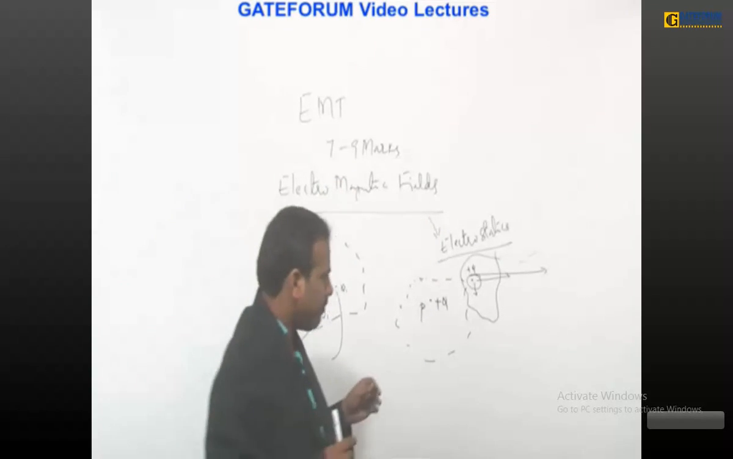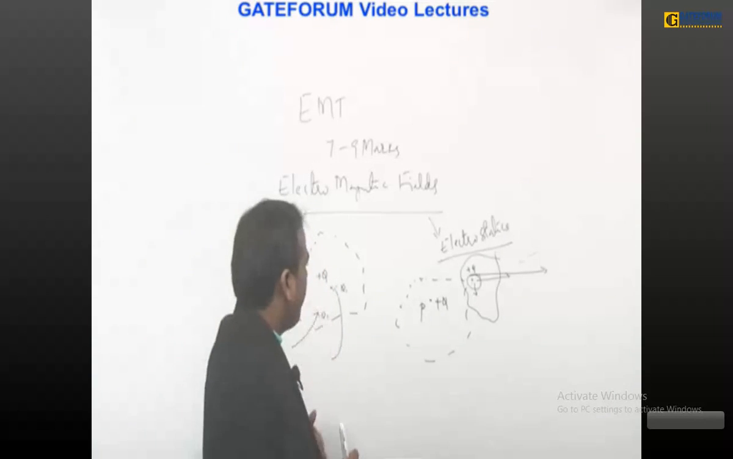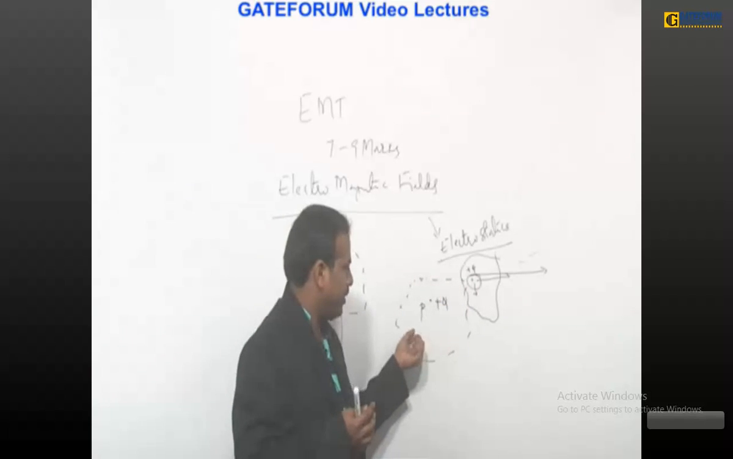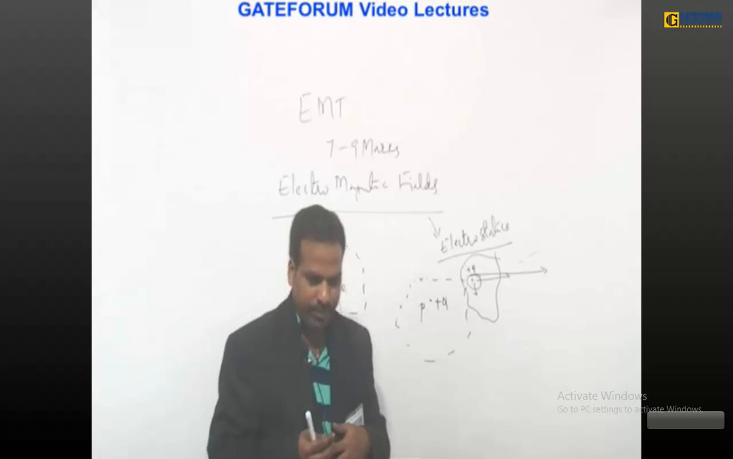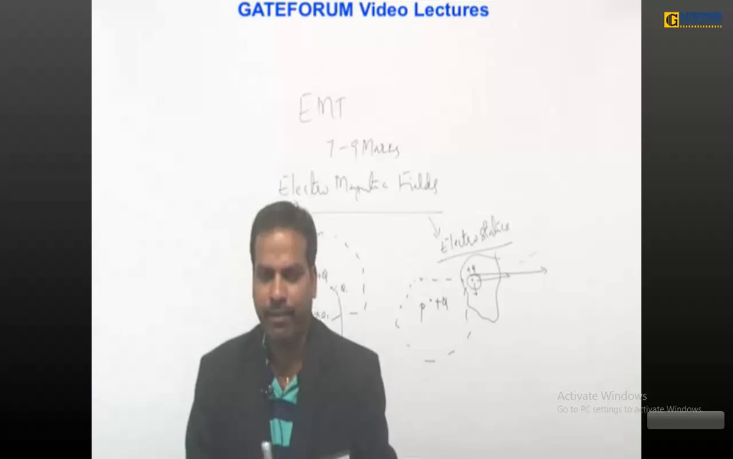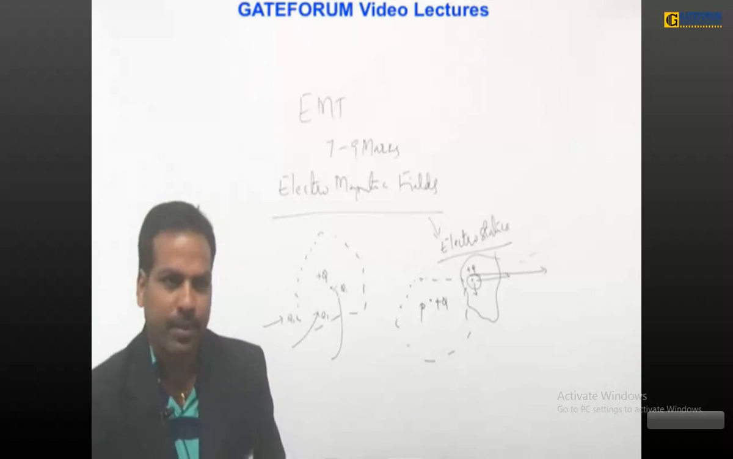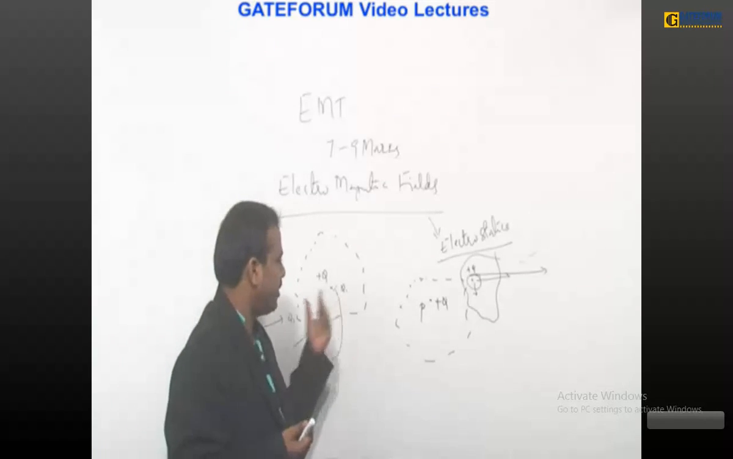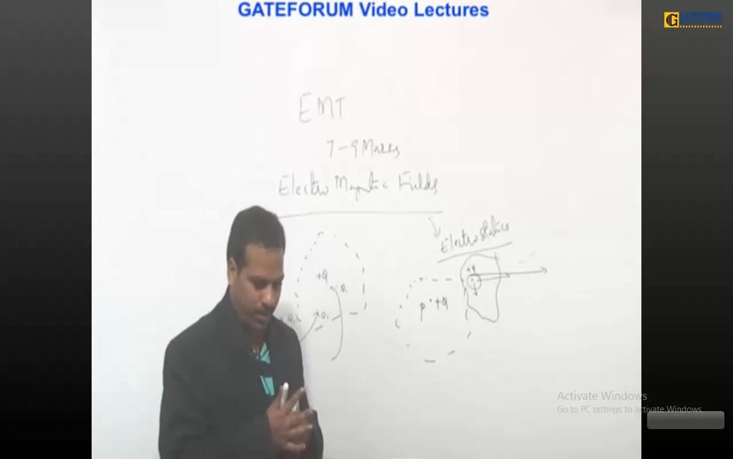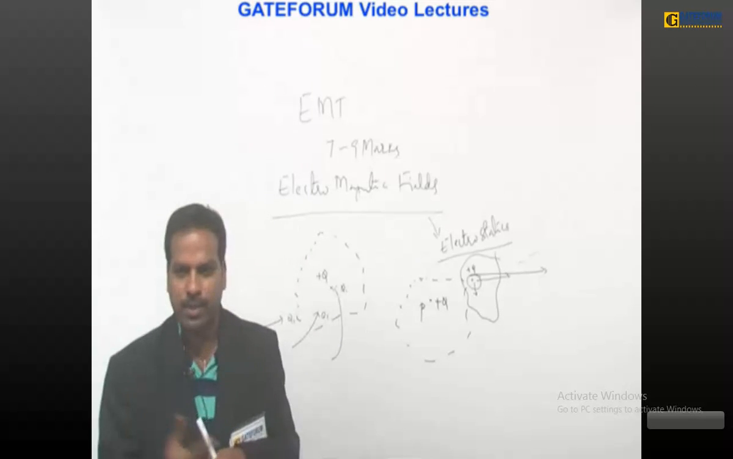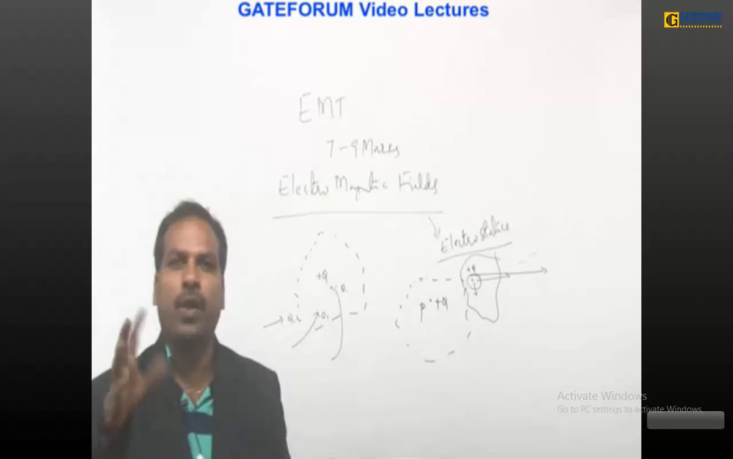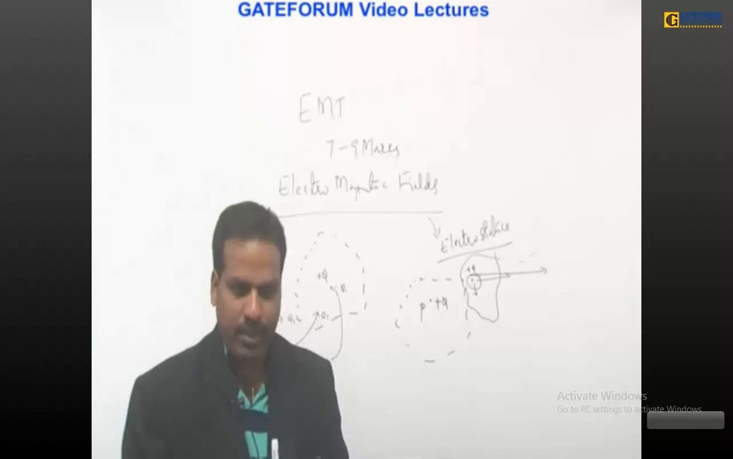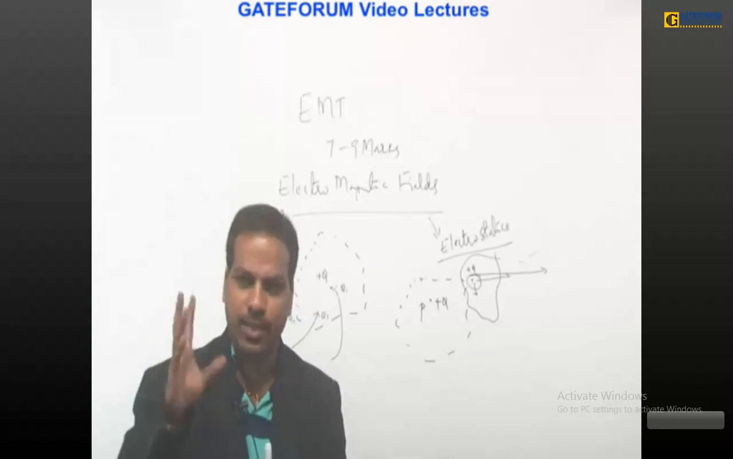Now, let us see. We understood that a field is a region which has its influence. Then how can a field be described? Before also we said, whenever we bring a charged particle into this region, it will experience a certain force. I said, depending on the polarity of the charge, the force may be either attractive or repulsive. That means the force has a certain direction.